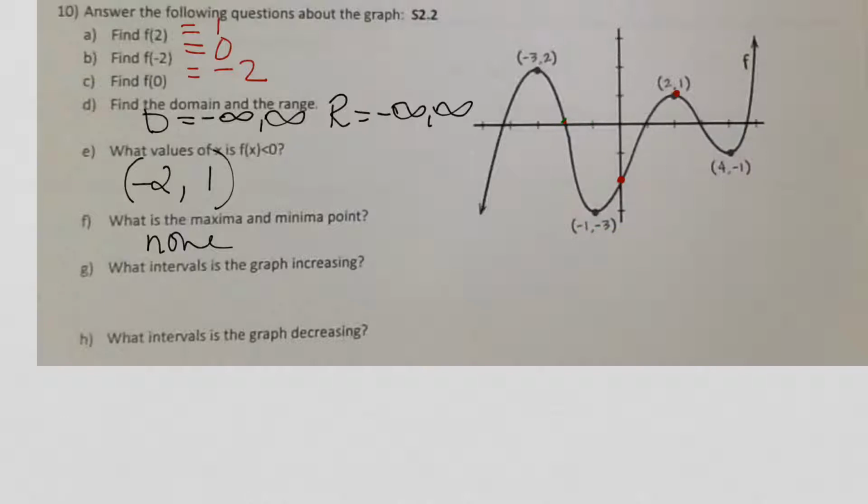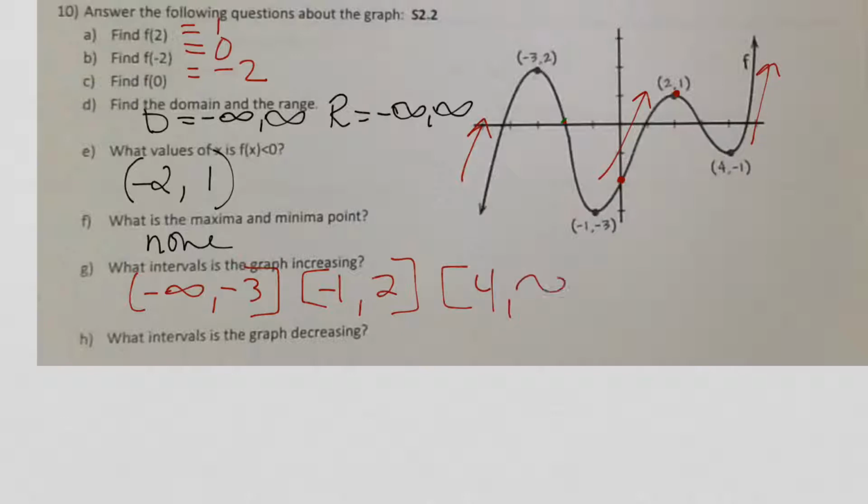Alright, last one. Increasing. Where is it increasing? Okay, in red. You always read it from left to right. It's increasing here. So that's coming from negative infinity. And where is it going to? Negative 3. It's also increasing right here. It's starting from negative 1 to positive 2. And the last part that it's increasing is right there. It's starting at 4, and that's going to infinity. 3 intervals where it's increasing.